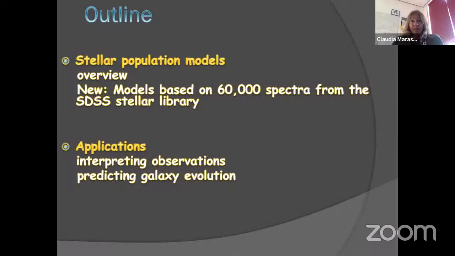Now, what I will be telling you in this talk will be, first, an overview of the stellar population model, the technique and how it developed over history. And then I will, of course, to make the seminar timely, describe our latest effort, which is based on utilizing 60,000 spectra, the largest number used so far in population synthesis, which we gathered from the Sloan Digital Sky Survey Spectral Library. I will then discuss applications of this model that have a direct impact on galaxy evolution across cosmic time, interpreting observations and predicting galaxy evolution.